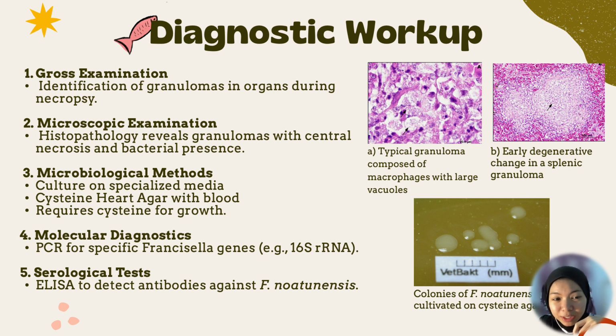Moving on to diagnostic workup, firstly would be gross examination, where we can see granulomas or white nodules on the kidney, spleen and also gills, as I explained earlier in the clinical signs. And secondly would be microscopy examination, where we can send the organ for histopathology and we can see granuloma with central necrosis and bacteria presence in the organ. As can be seen in this picture, there is a typical granuloma composed of macrophages with large vacuoles and intracellular bacteria inside them. And we can also see early degenerative change in a splenic granuloma.